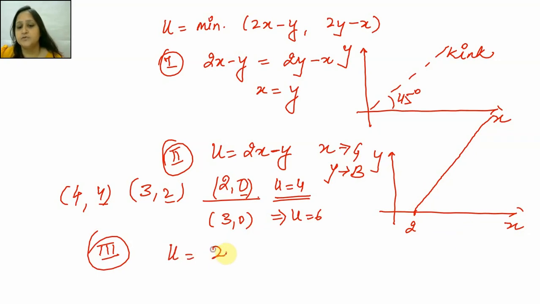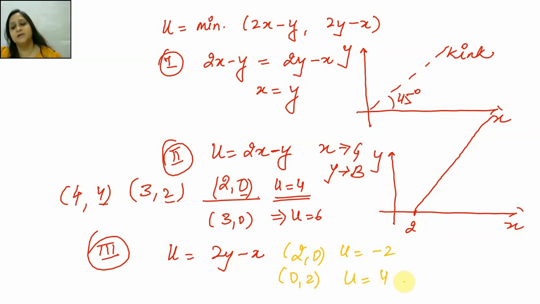Third one, u is equal to 2y minus x. Since I want to draw the diagram in the same one, let me just change my color. Let's take an example. 2, 0. 2, 0 के अंदर हो जाएगा 2 into 0 is 0 minus 2, u is equal to minus 2. Here u is equal to minus 2. So I don't want to go there. Let's take another point. 0, 2. 0, 2 is 2 into 2 is 4 minus 0. Utility is of 4.